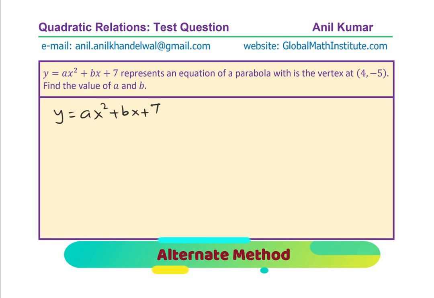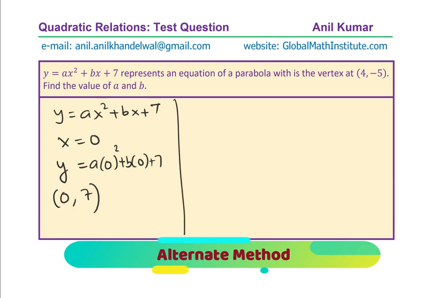You notice from here that if x equals 0, then y is equal to what? Y is equal to 7, right? 0 plus 0 plus 7. Let me rewrite this. A times 0 square plus b times 0 plus 7, right? So that means the point 0, 7 lies on the parabola. That is the y-intercept, right?